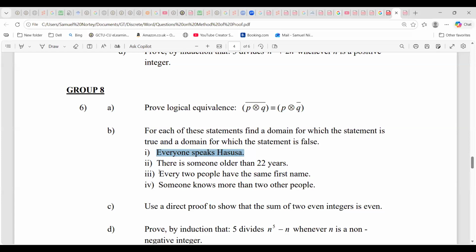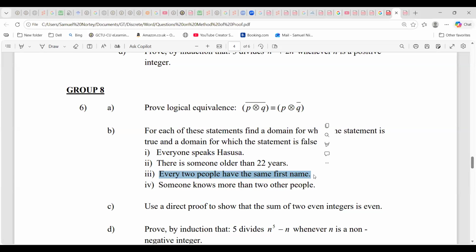Can you give me a domain where every two people have the same first name? How is that possible? I don't even know. You give me a set of people, a domain, where every two people you pick, their first names will be the same. I have thought about it. I don't know what set I can pick. But these questions are from Kenneth Rosen, one of the books that we recommended.